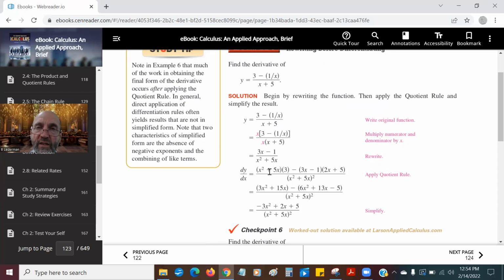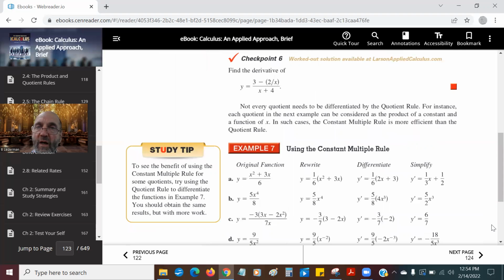And now I take the bottom times the derivative of the top minus the top times the derivative of the bottom over the bottom squared. I combine like terms and multiply out, combine like terms, and I get negative 3x squared plus 2x plus 5, and that is my derivative for this ugly function. This is really amazing because without the quotient rule, I wouldn't even know where to start a problem like this.